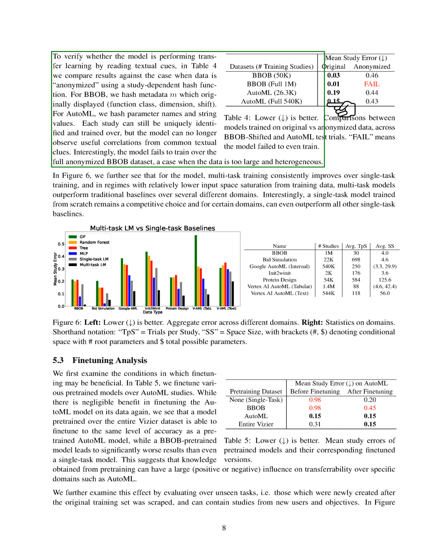To test if the model performs transfer learning by recognizing textual cues, we compare its performance on data that has been anonymized, using a study-specific hash function. This process involves hashing metadata for the BBOB dataset and hashing parameter names and string values for AutoML studies. Despite each study being uniquely identifiable, the model struggles to train on the fully anonymized BBOB dataset due to its size and diversity.